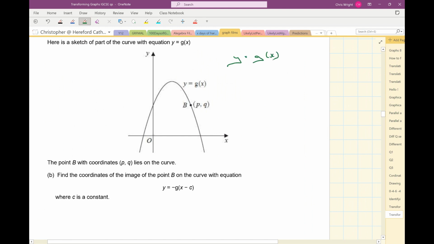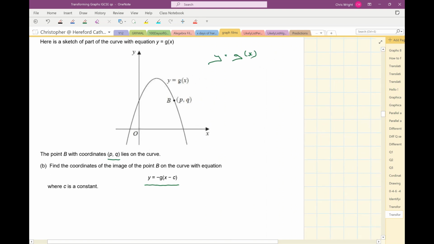Okay. The point B with coordinates P, Q lies on the curve. Find the coordinates of the image of the point B on the curve with that equation, where C is a constant. Right, well, let's deal with the C first, shall we? If we had y equals g of x, and that we had the point P, Q, what about if we had y equals g of x minus c? What would happen to that curve?